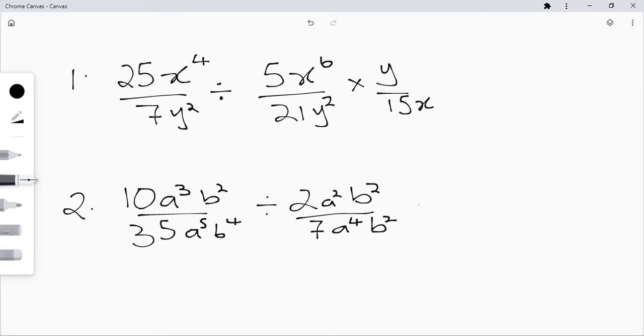Hello everybody, welcome to another lesson in algebra. We're still simplifying algebraic expressions. So we've got two examples here.